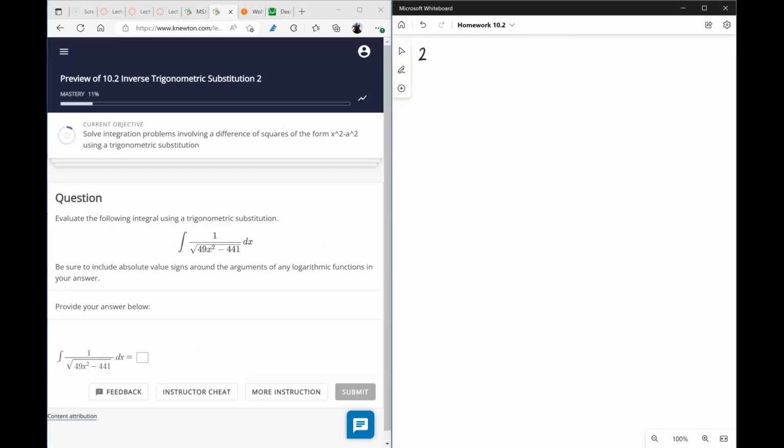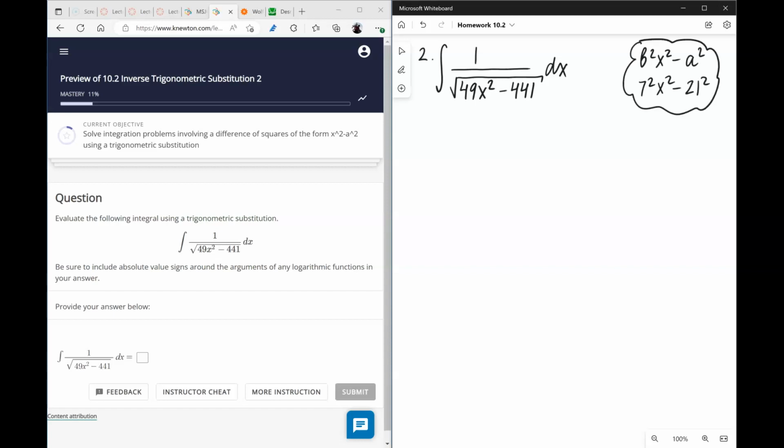We have an indefinite integral. We're exploring this pattern. And we have 7 squared x squared minus 21 squared. That's what we observe. And when we observe such a pattern, we proceed with the following substitution.